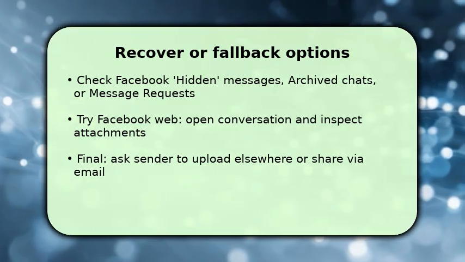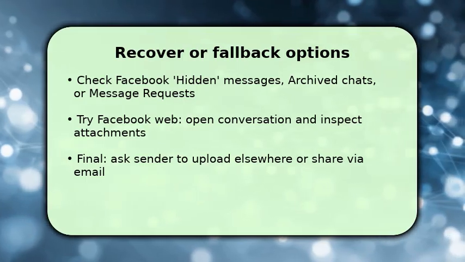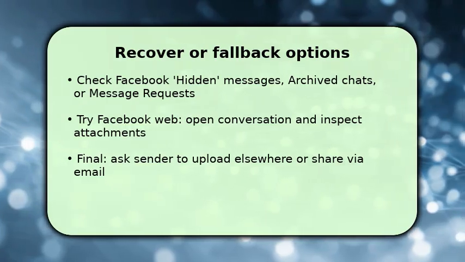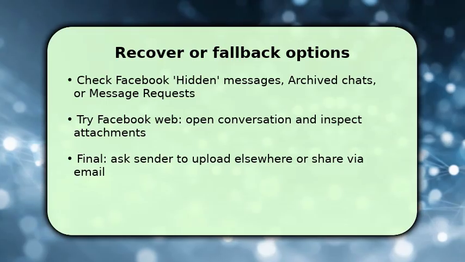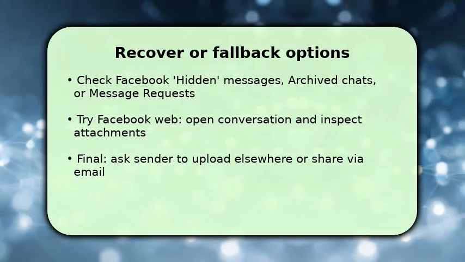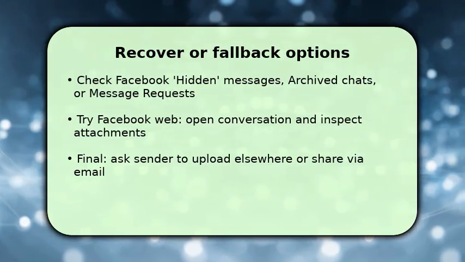Once done, check message requests and archived chats because attachments may live there. If the file still shows unavailable, ask the sender to re-upload to cloud storage or email it. This is the fastest fallback. Troubleshooting tip: if re-download fails, test another device or network to confirm whether the issue is local or on the sender's file.